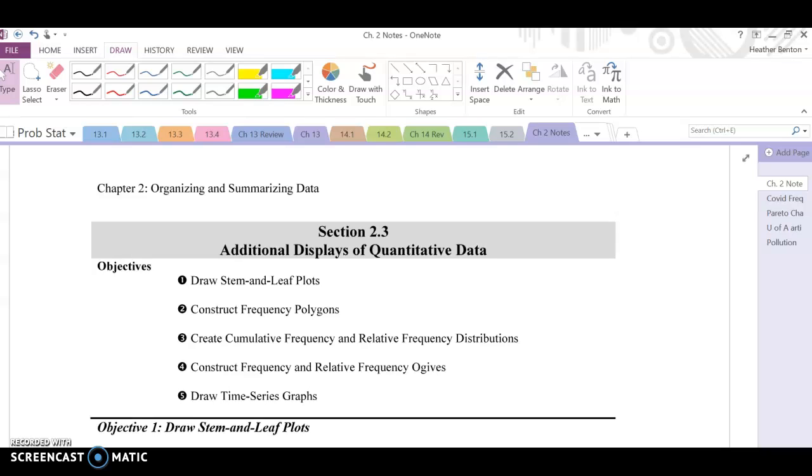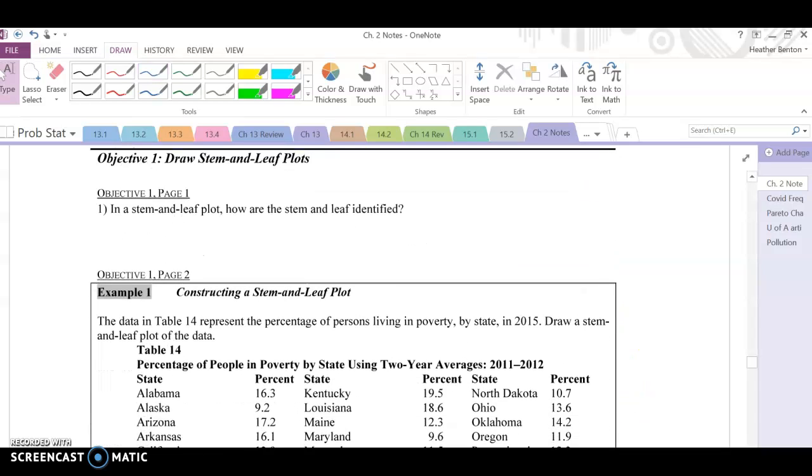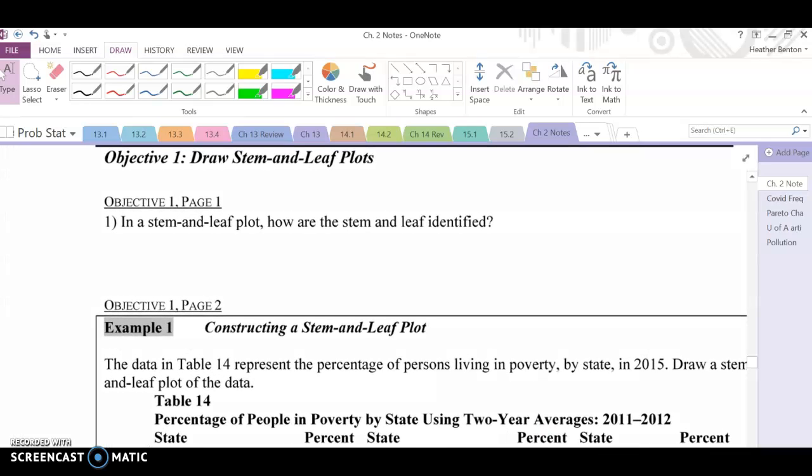Okay, so we are moving on to section 2.3, still talking about quantitative data, that data with numbers, but we're going to talk about some other ways to graph this data, some really famous ways. So the first one is a stem and leaf plot, and the stem is typically the leftmost digit, and the leaf is the rightmost digit.